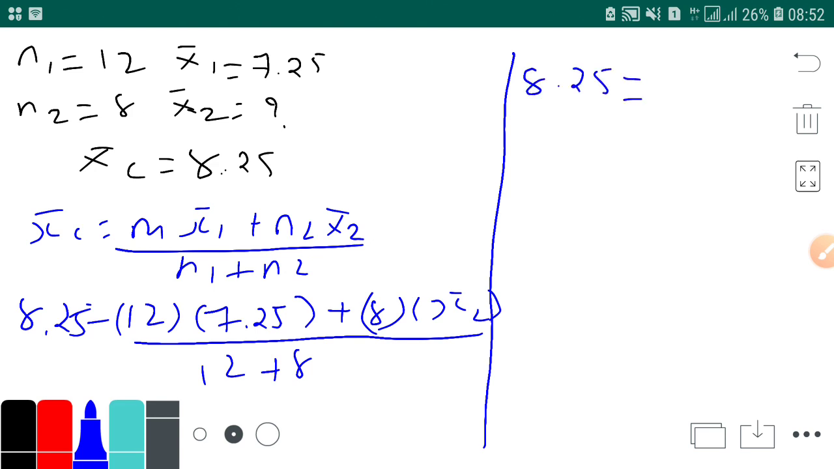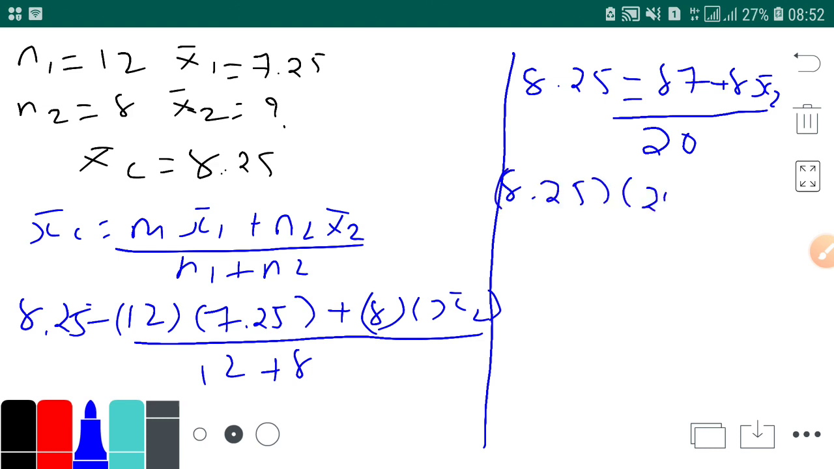Now 8.25 is equal to 12 into 7.25 is 87, plus this 8 x bar 2 is as it is, upon 12 plus 8 is 20. 8.25 into 20 is equal to 87 plus 8 x bar 2. Okay, so this 8.25 into 20 is 87 plus 8 into x bar 2.